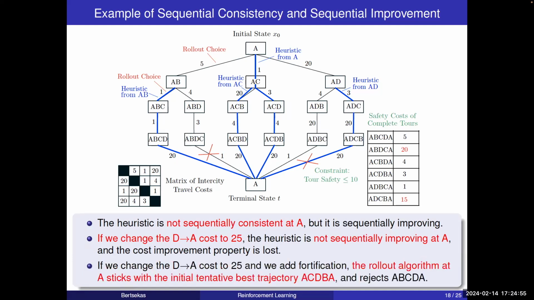However, if we increase this cost as I described, and we add fortification, we know that the initial trajectory, T0, generates a feasible solution. We can see that. So we keep this as the best so far. And when rollout considers this choice, it will disregard it because it has a higher cost than our previous tentative best trajectory here, which happens to be the base policy. Are there any questions about this?